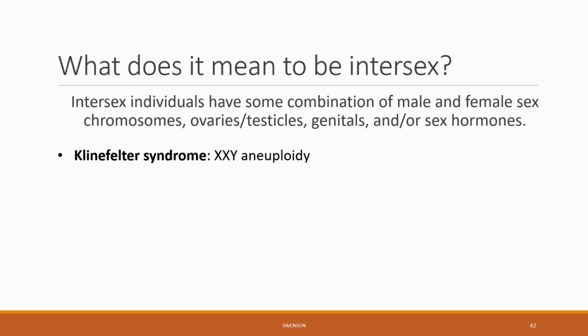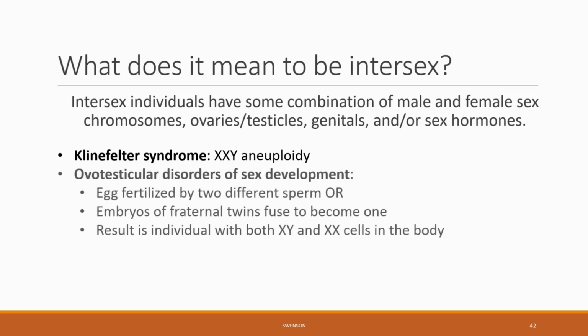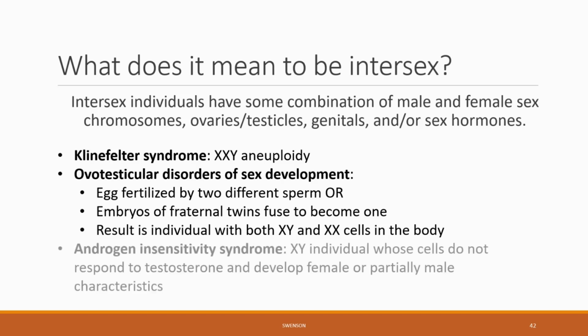Klinefelter syndrome is XXY aneuploidy, and ovotesticular disorders of sex development can involve eggs being fertilized by two different sperm or embryos of fraternal twins fusing to become one. And it results in individuals with both XY and XX cells in the body. Androgen insensitivity syndrome XY occurs when XY individuals whose cells do not respond to testosterone develop female or partially male characteristics.